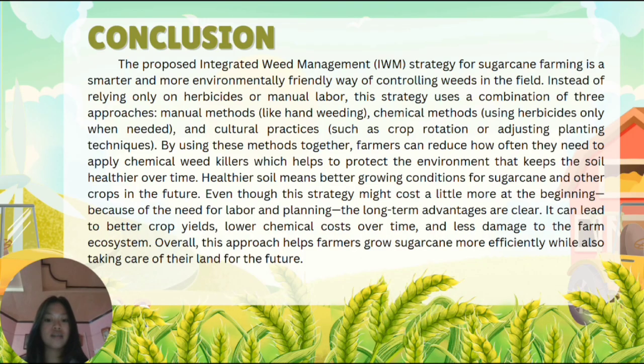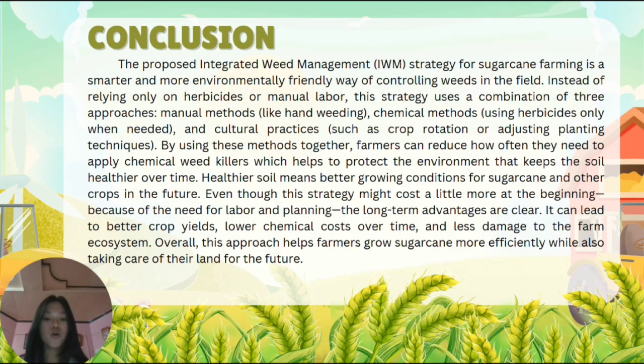This not only reduces the environmental footprint of sugarcane farming but also promotes long-term soil health. A healthier soil ecosystem supports more robust crop development and contributes to the sustainability of farming operations. While initial implementation of the IWM strategy may incur higher costs due to the increased requirements and the need for more detailed planning, the long-term benefits are substantial. This includes improved crop yields, reduced dependency on chemical herbicides and associated costs, and enhanced ecological balance on the farm.